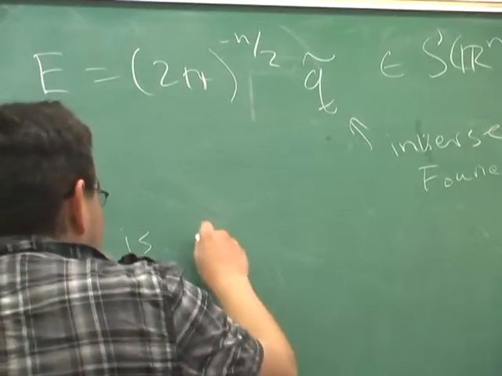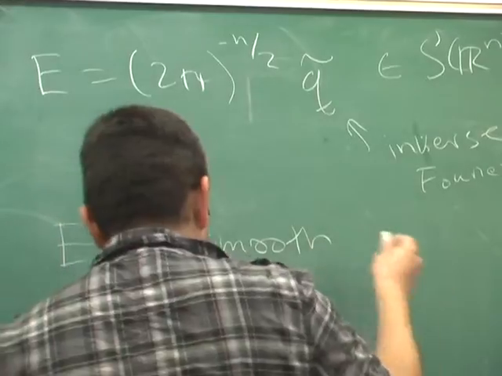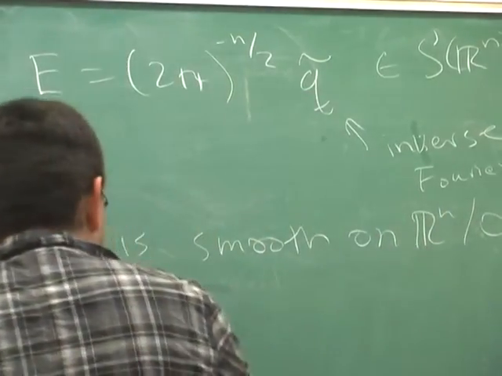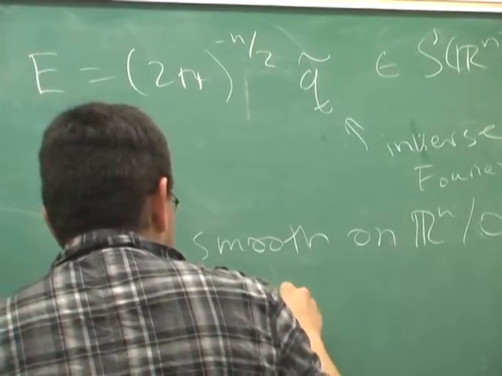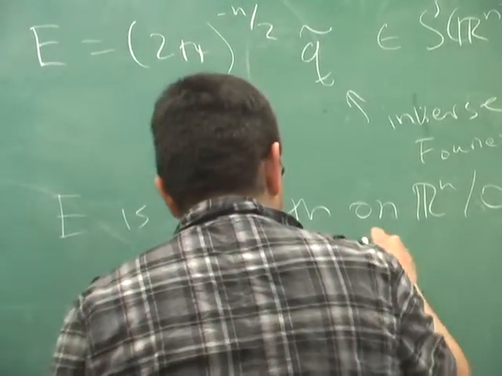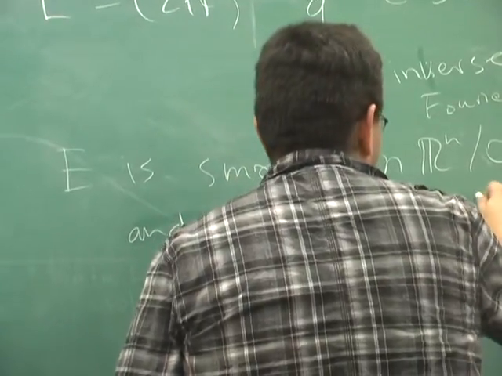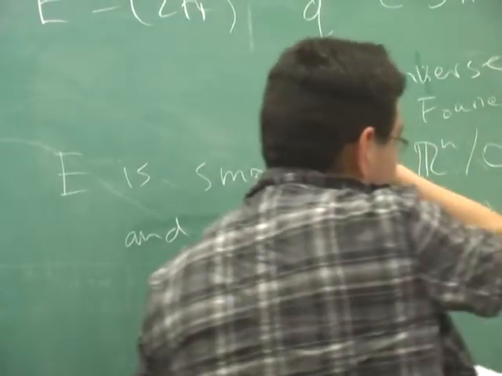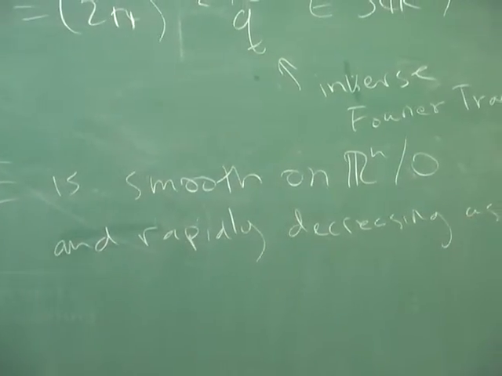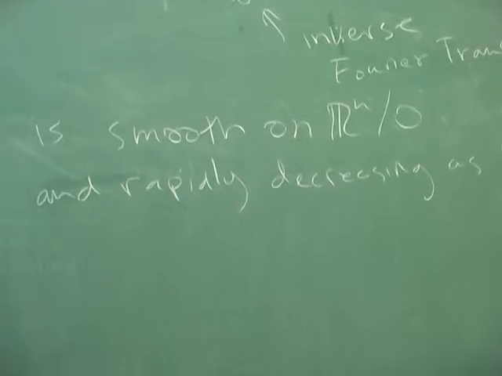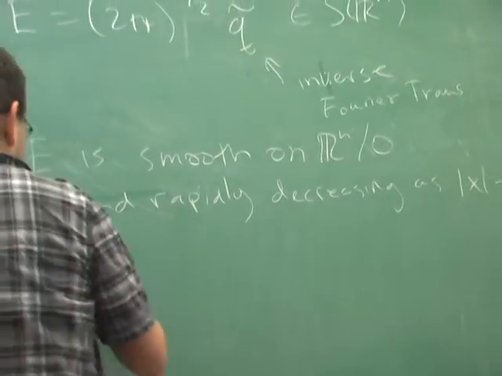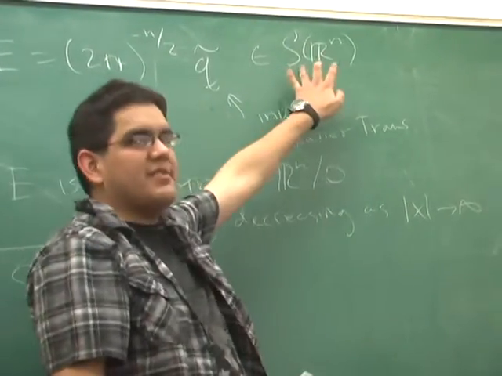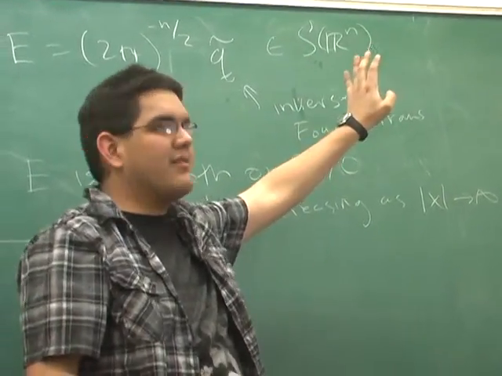So E is smooth on Rn, not zero, and rapidly decreasing as x goes to infinity. When you say rapidly, what do you mean? It's based on tempered distributions, so faster than any polynomial. Okay.